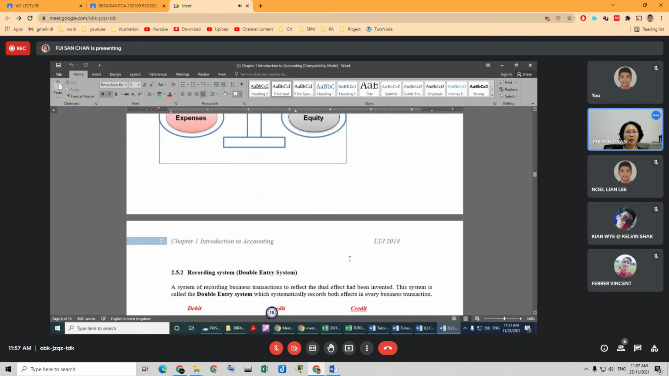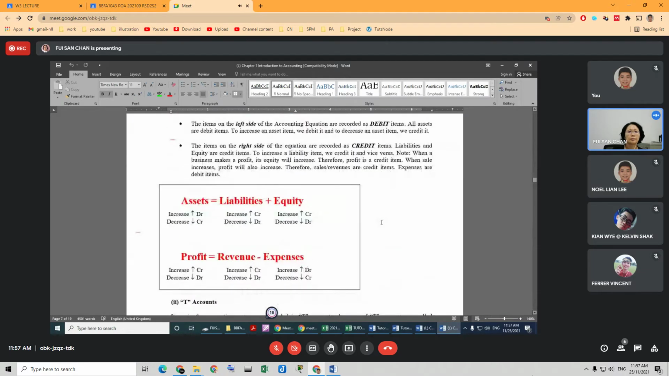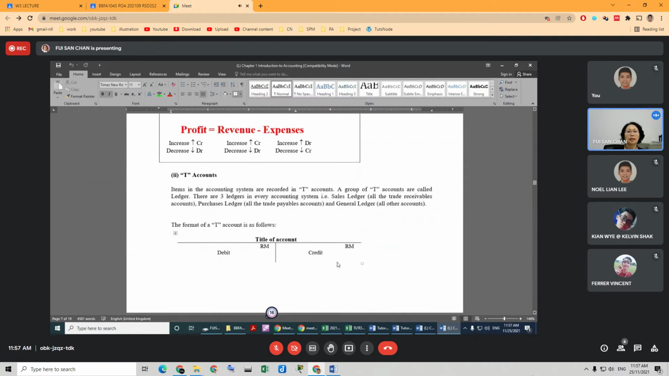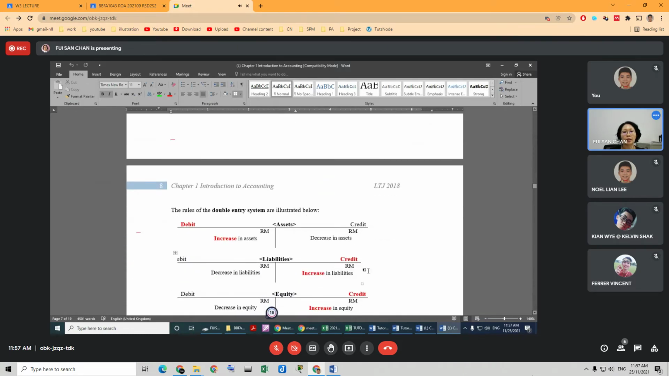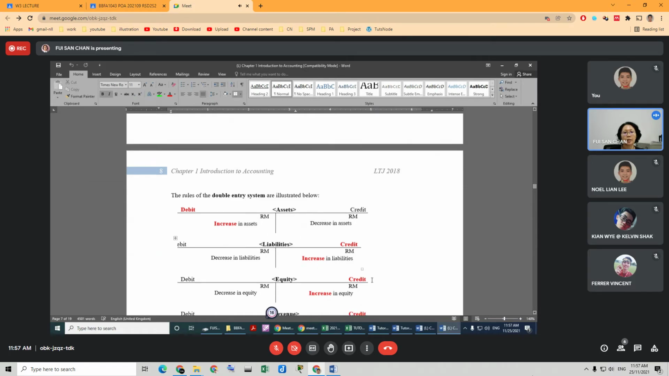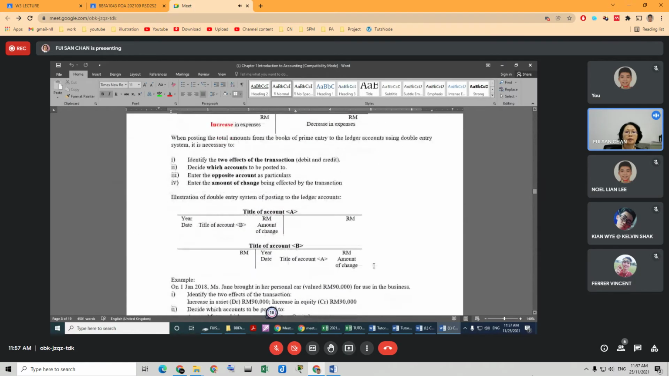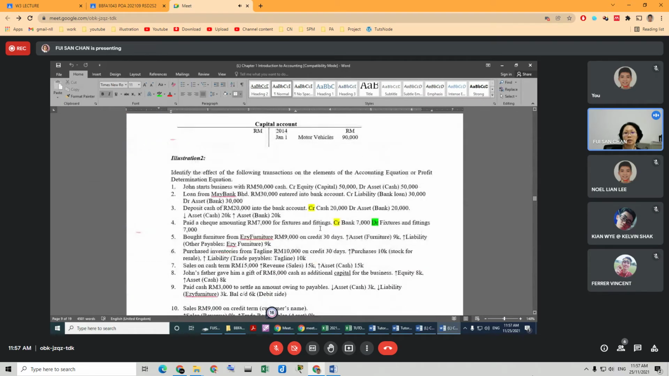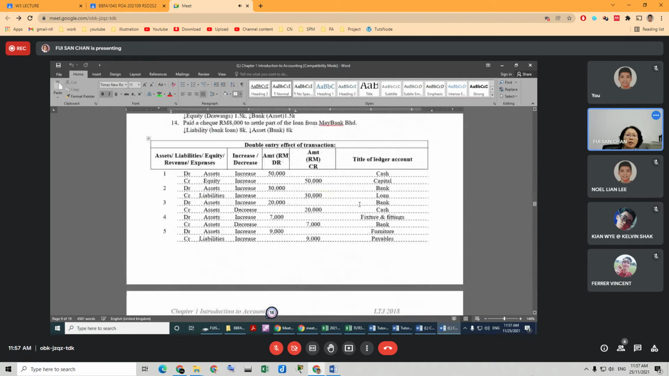All right, recording system, double entry. Debit, credit. This one you already know. This one is profit. T account. Actually, if you study your lecture notes, you get a lot of info. See, asset, liability, one debit, one credit. It's always double entry, right? They always have two effects. So we can go through this illustration one by one, then eventually you catch up and know what's going on.